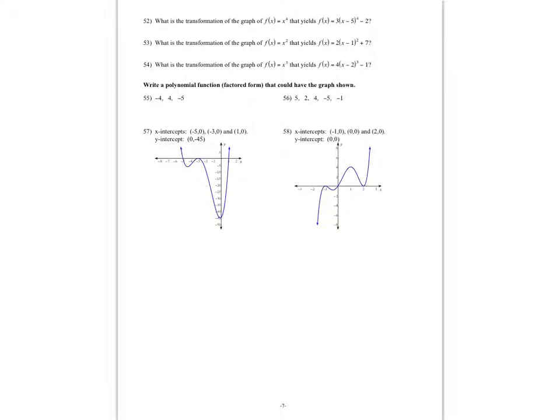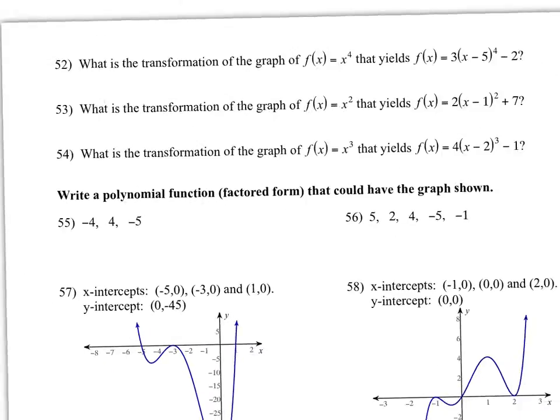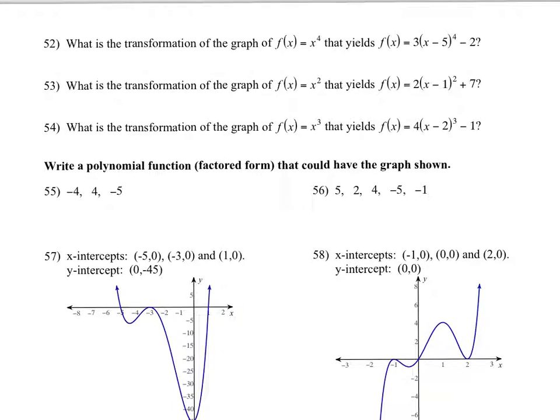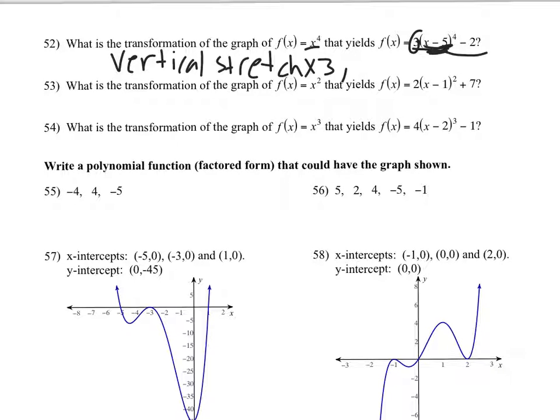I think I'll do another one of these, maybe number 52, because that has some more complicated pieces. To get from x to the fourth to this mess over here, it's a vertical stretch by a factor of 3. That's that number out front. It's also going to be 5 right for the x minus 5, and then 2 down for the minus 2 at the end.